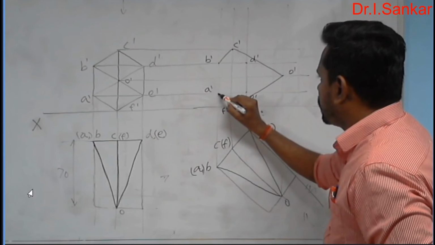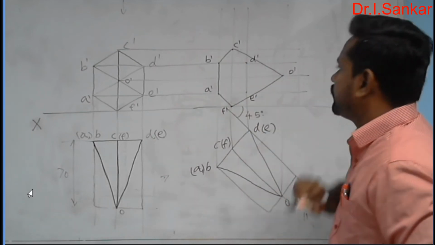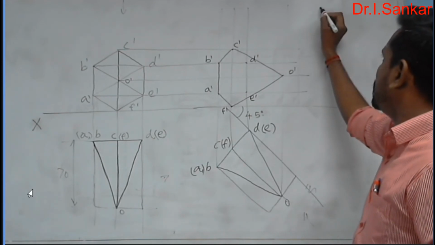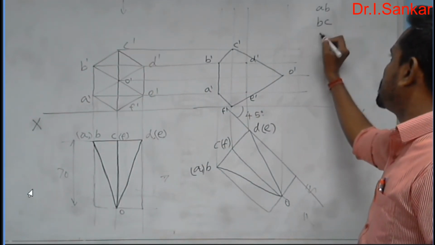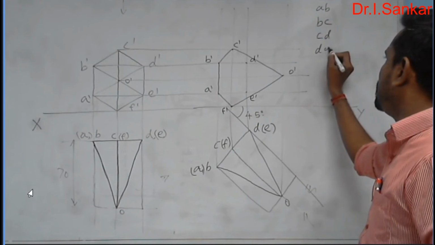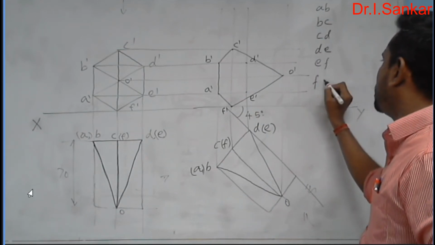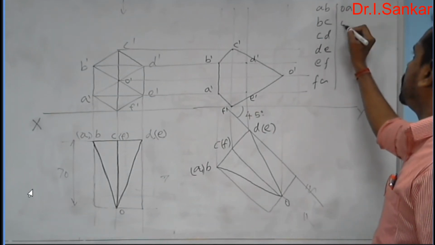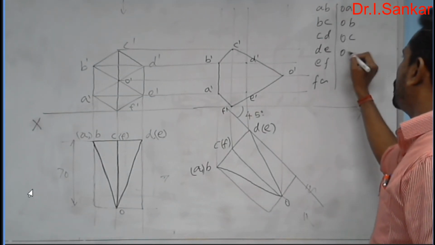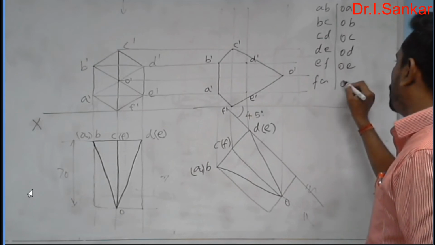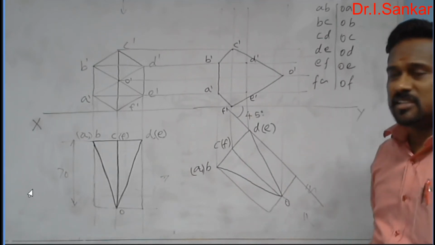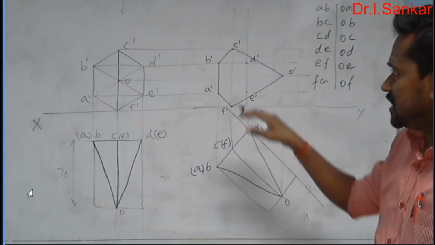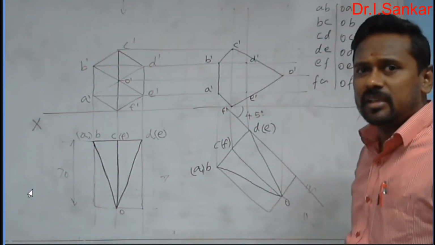So totally the number of edges are, in base we have AB, BC, CD, DE, EF and FA, 6 base edges. And the side edges are OA, OB, OC, OD, OE and OF. Totally 6 side edges. So now I connected some edges by following the first rule.